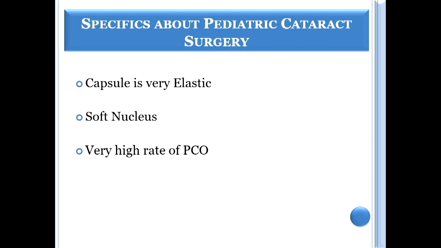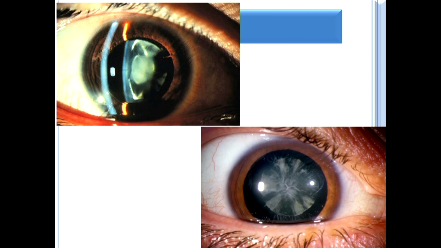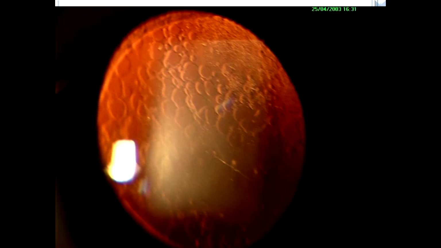Now, the most important thing that we all know is that in pediatric cataracts, the capsule management is really tough, because the capsule is very elastic and it has a tendency to go outward. So you have to have a centripetal force so that you can create a circular capsular rhexis. The nucleus is quite soft. As you can see here in these pictures, in all these pediatric cataracts, aspiration of nucleus is not a big issue.